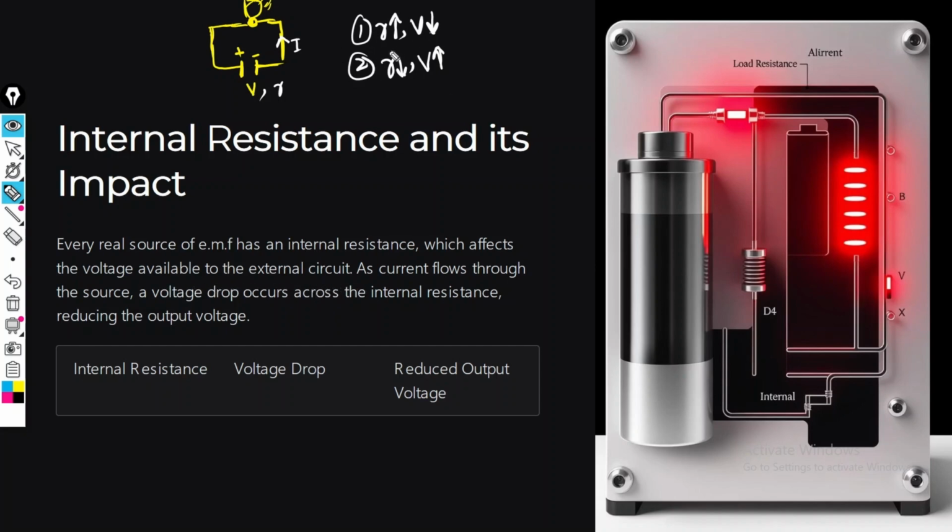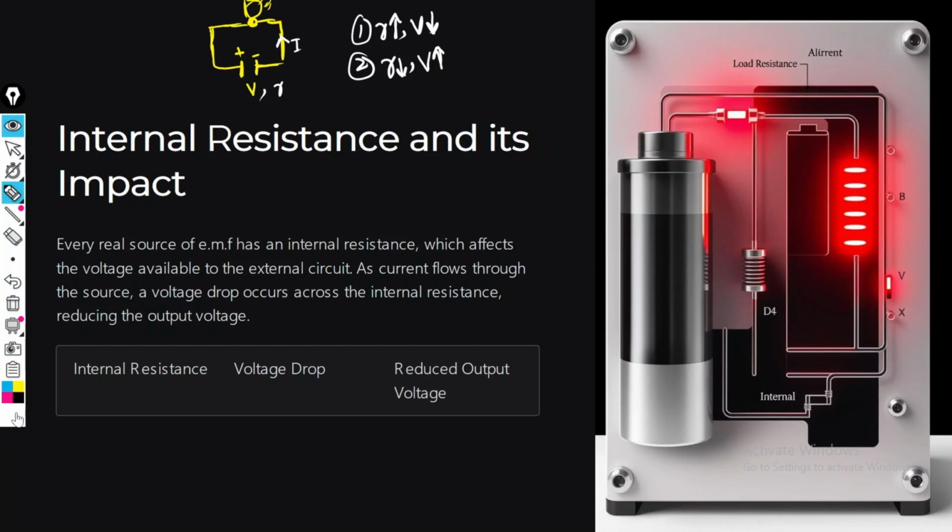So here in this case, if the internal resistance is more, then less voltage is available for the circuit. So the internal resistance affects the voltage available to the external circuit. As the current flows through the source, a voltage drop occurs across the internal resistance and reduces the output voltage. So how is the output voltage reduced?